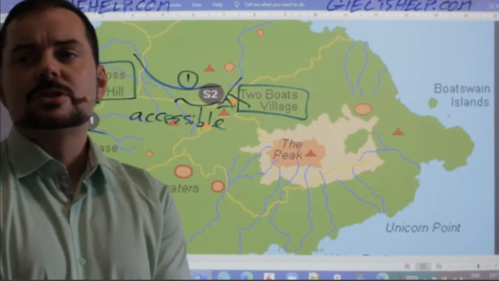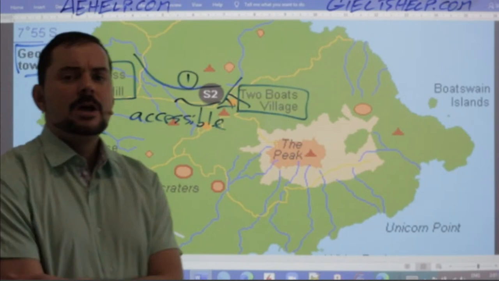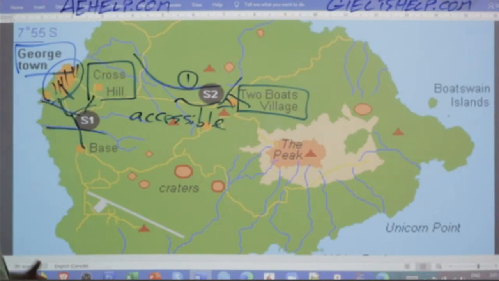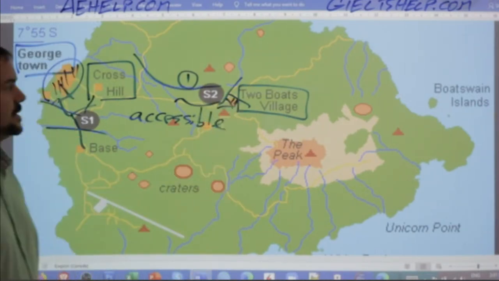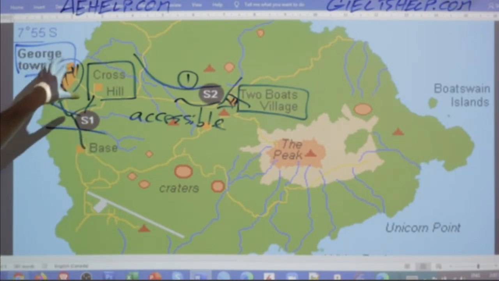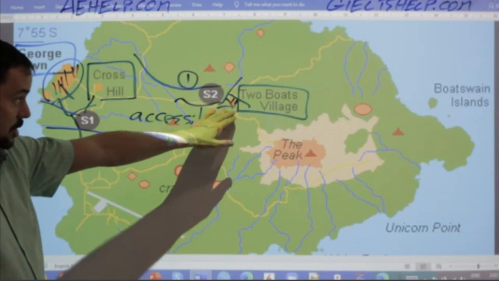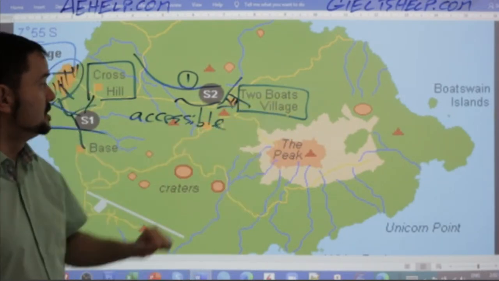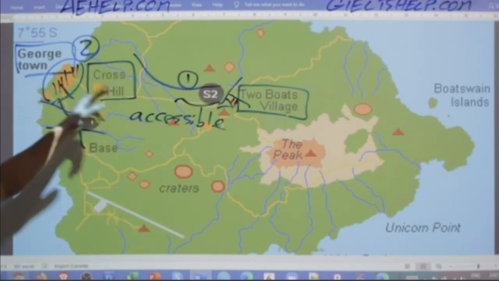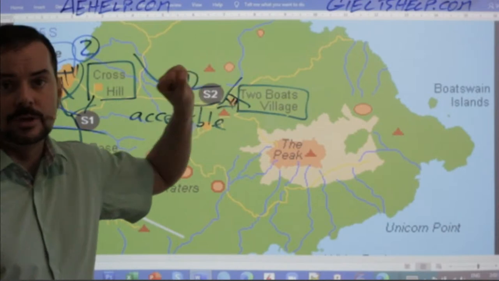Oa says S2 is closer to a village and closer to the peak. Kashira says closer to an urban area. Yeah. All right. So compare these. So Georgetown here, obviously see all this yellow. It's a larger settlement as where Two Boats Village is a smaller settlement. So S1 is located to what looks like the main city on the island, which is Georgetown. And S2 is located near to a smaller settlement, which is Two Boats Village. That would be my number two, okay? So that would be number two for me, is making that comparison between the larger nearby city versus the smaller town. Does that make sense?